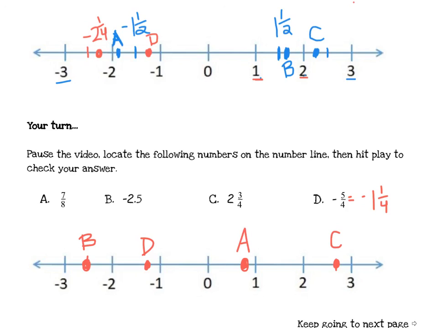Okay, flip your paper over to the back side. You have a few more to practice, and then you can have the teacher's signature when you're finished. Good luck.